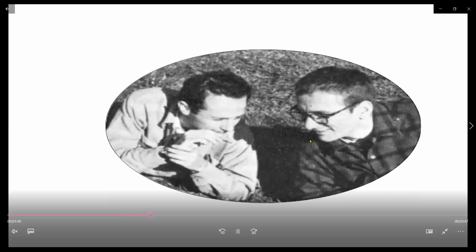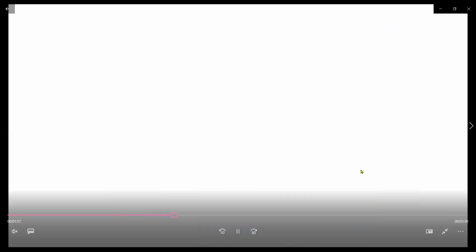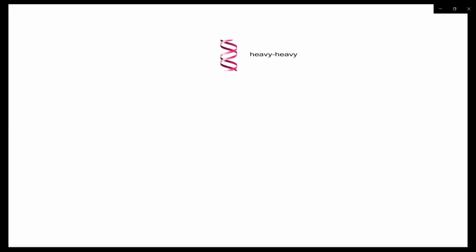Now, coming to the experimental part. As you can see, these are the two young scientists, Matthew Meselson and Franklin Stahl. And you can see the importance of nitrogen. They have shown the nitrogen bases. So this is the nitrogen, where the E. coli were grown in heavier nitrogen, all this nitrogen replaced by the 15N isotope.